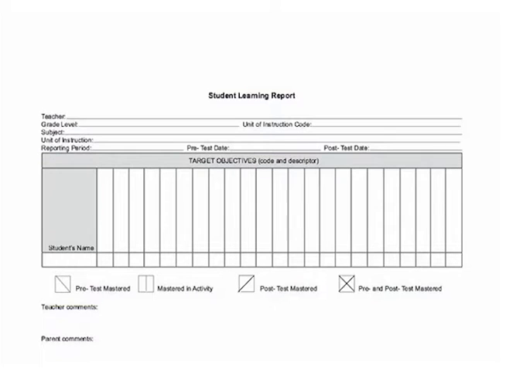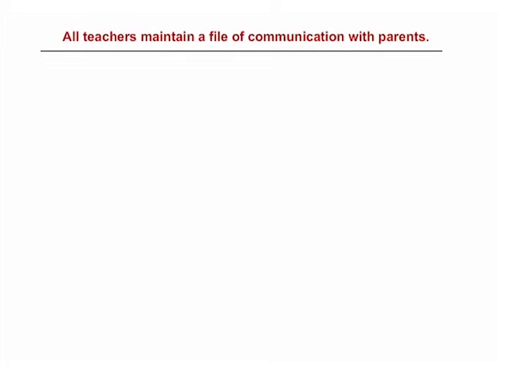It's great practice to ask parents to sign, comment on, and return a copy of the correspondence that you send home, like the student progress chart, interims, and report cards. But first, let's take a look at our next indicator so that you're organized to collect and file them. All teachers maintain a file of communication with parents.